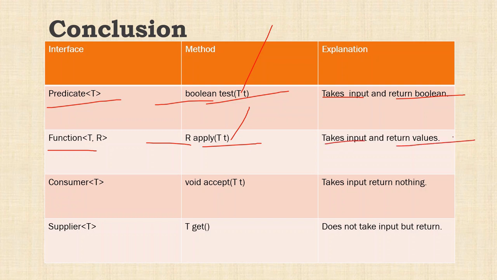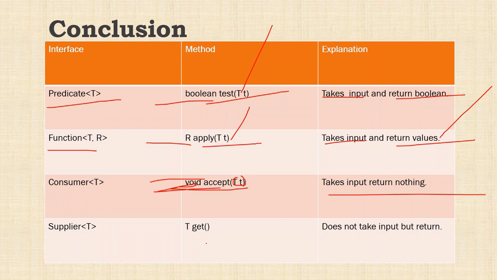The returned value may be integer, string, double, anything according to the requirement. In Consumer there is only one abstract method, which is accept. It takes one input and returns nothing. That means it's returning void here.